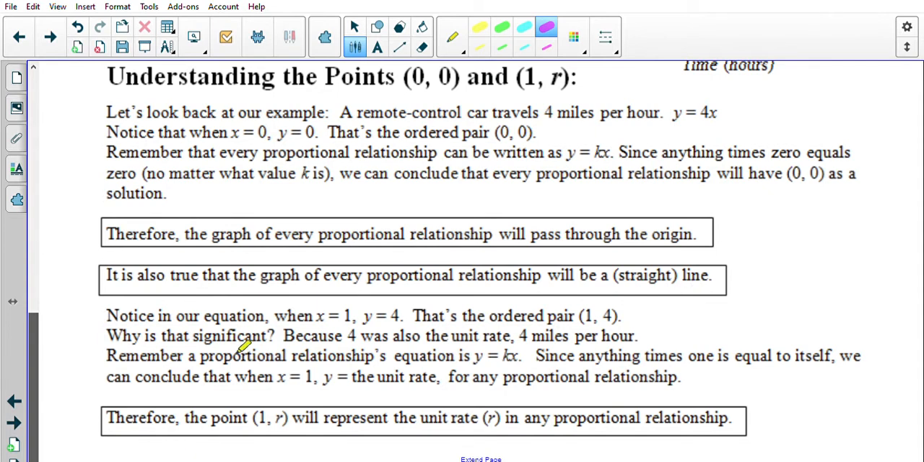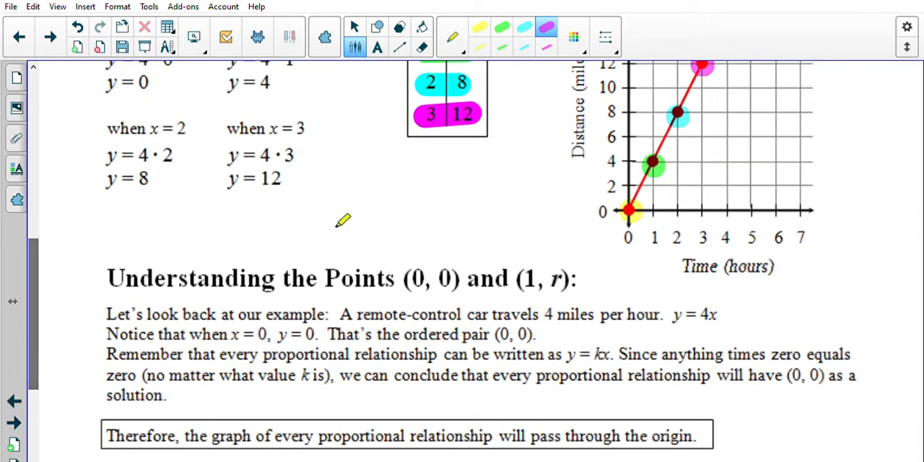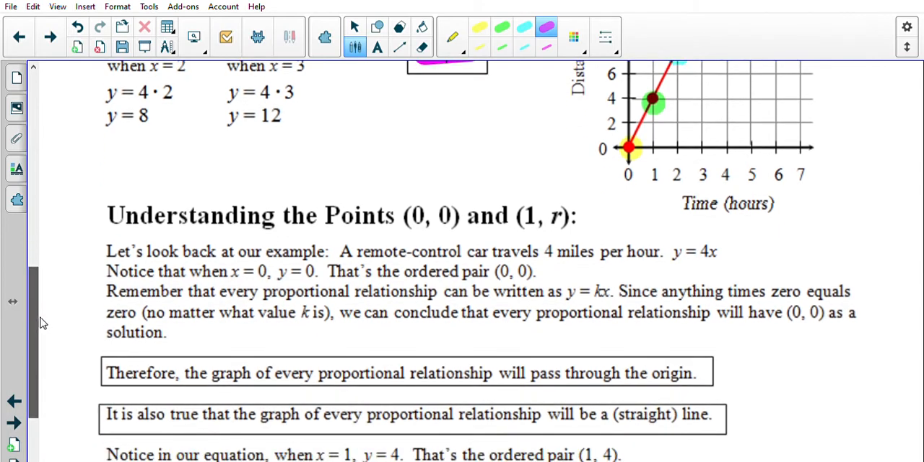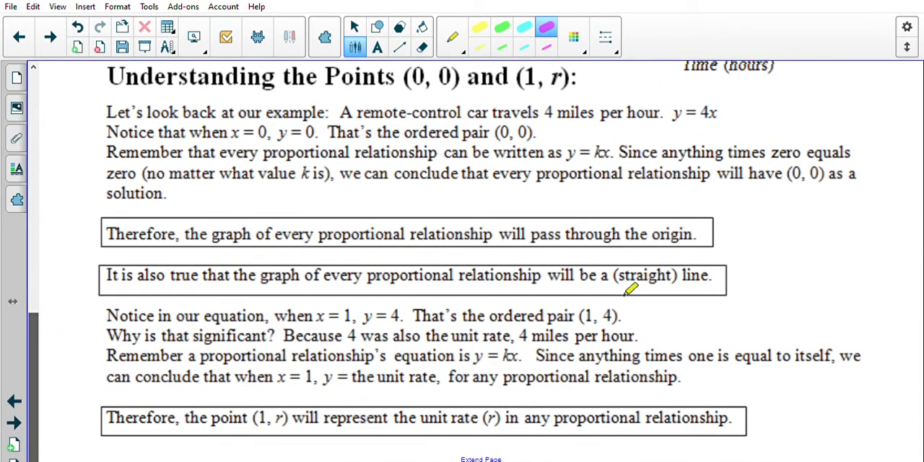Notice in our equation, when x was 1, y was 4. That's the ordered pair 1, comma 4. I'll slide back up here. That's the one we highlighted in green. We talked about identifying the unit rate from a graph earlier in this unit. So this point 1, comma 4 represents our unit rate.